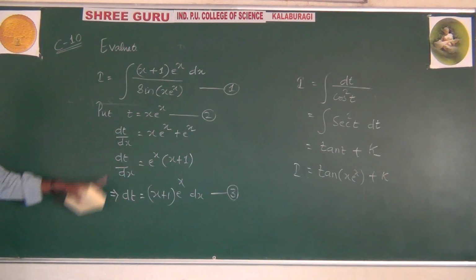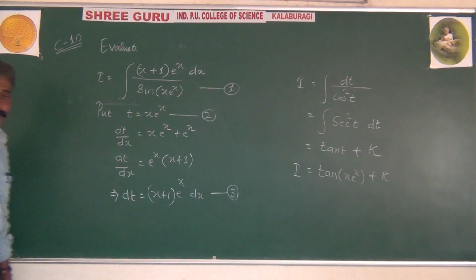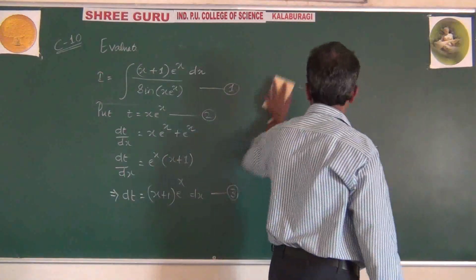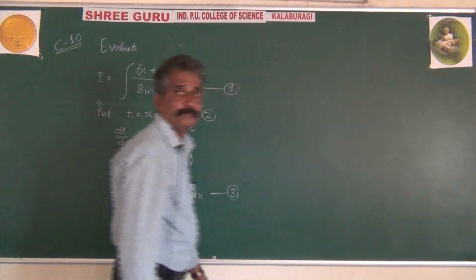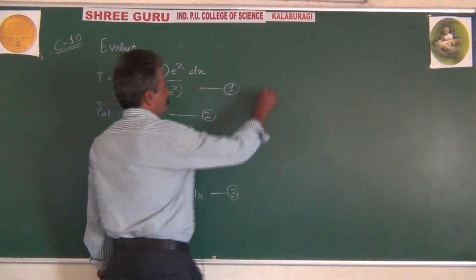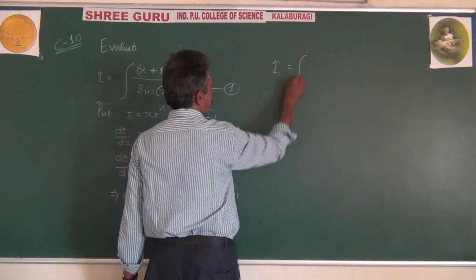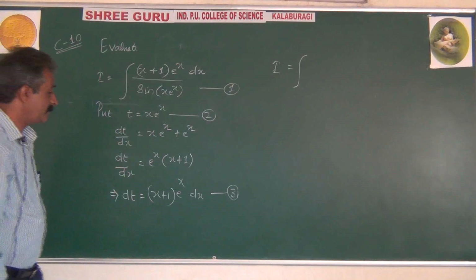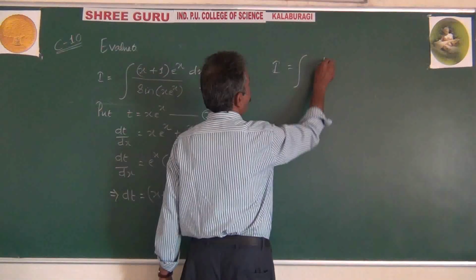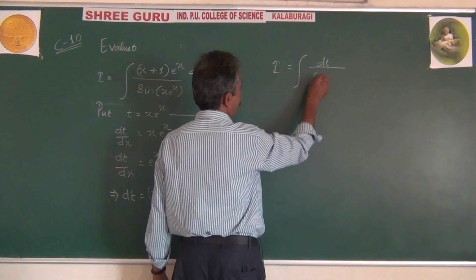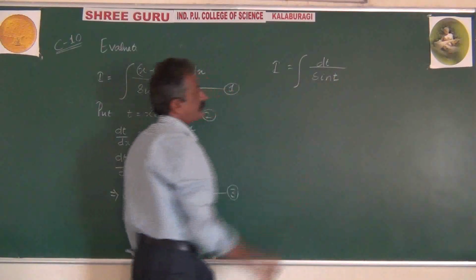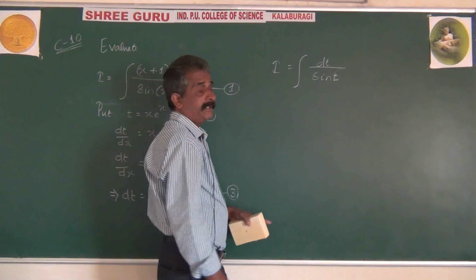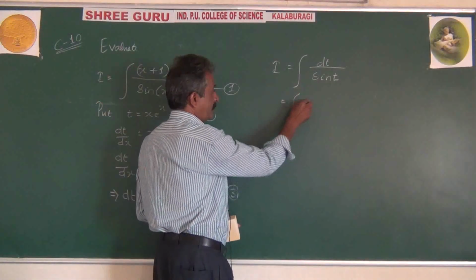You say that from 2 and 3 using it in 1. So now I equal to the integration. For (x plus 1) e power x dx we can write dt by sin t. Further, what is 1 divided by sin t? It will be cosec t.